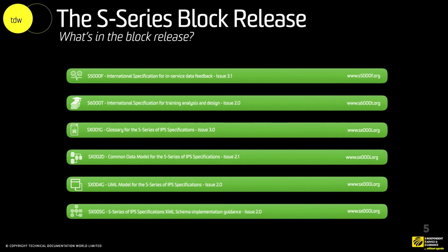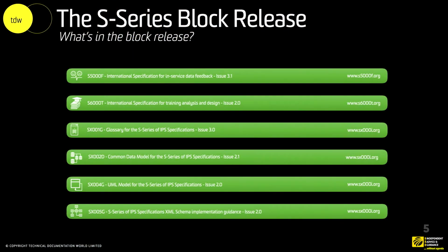And we have the final specification that was actually released as part of this block release, looking at the XML schema implementation guide. Again, a lot of these specifications are available just from the SX000i website, so go and download a lot of them from there, all in PDF format, ready for you to download. There's no registration needed. You can just go and download them and start looking at them. So those are what was in the first block release.